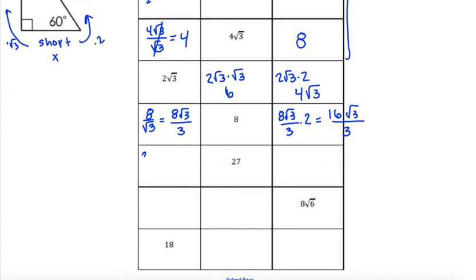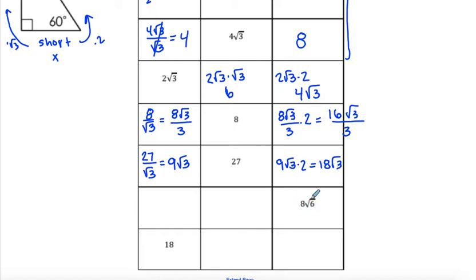Same idea here. Given the long leg, I'm going to first go backwards and find the short leg. So 27 divided by radical 3, and I get 9 radical 3. Once I have short leg, I can multiply to get bigger for the hypotenuse, and I get 18 radical 3.